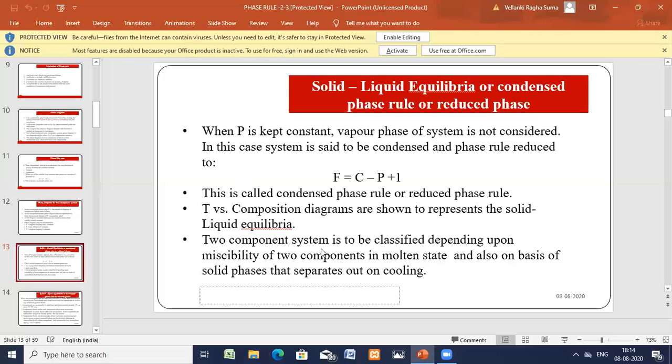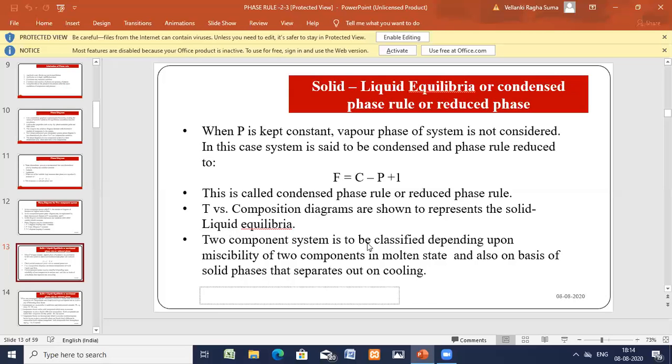Next, a two component system is to be classified depending upon the miscibility of the two components in the molten state and also on the basis of the solid phases separating out on cooling. Now, this is the graph of T versus composition for the solid-liquid equilibrium.